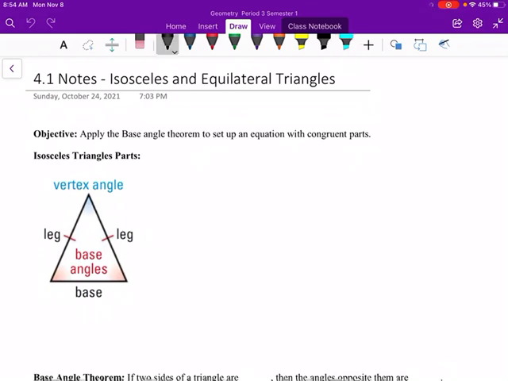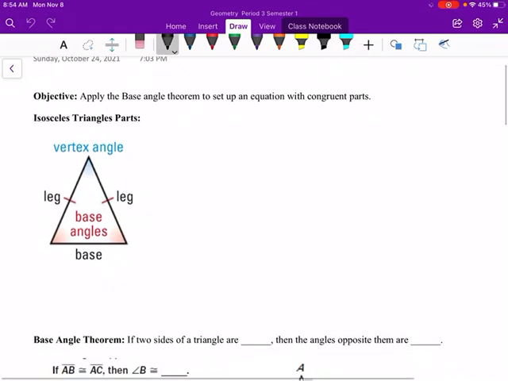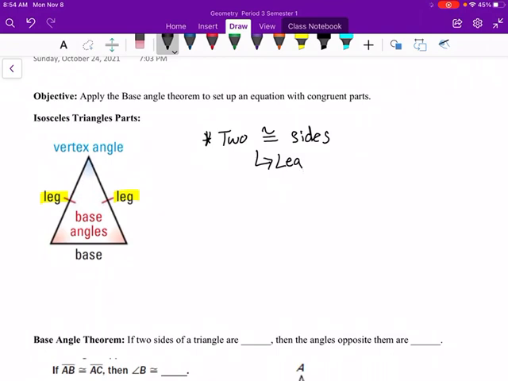So the first thing we're going to go over is isosceles triangles. We should already know that there are two congruent sides in an isosceles triangle. And in the isosceles triangle, the two congruent sides are called the legs. And then we also have two base angles. The base angles are going to be the angles that are opposite of the legs, so they're across from those legs. That is what the base angles are.